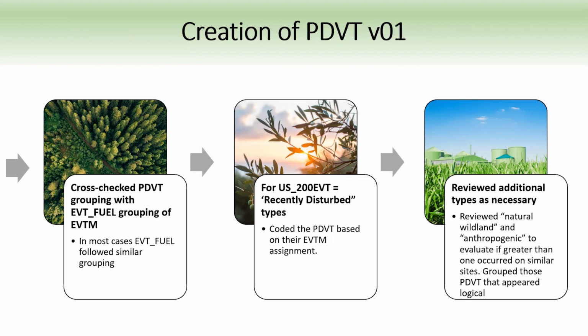And then, of course, go in and review as necessary the natural wildland and anthropogenic types to evaluate if similar ones were occurring on similar sites and grouping those that had ancillary site information to be able to test and see if those could be grouped together.